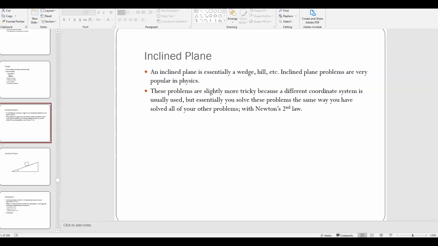Now, the only thing that makes inclined plane problems any different than the ones we've done before is that we have to use a different coordinate system than we're used to. But essentially, they're still your basic second law problem. You still follow the same basic process to approach these problems. It's just the coordinate system is slightly different. So let's take a look at the generalized inclined plane.